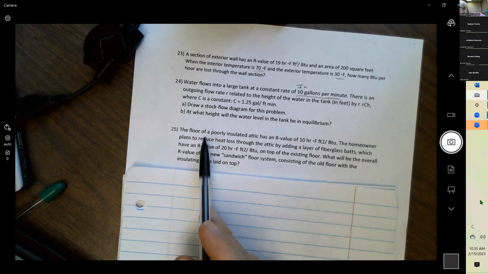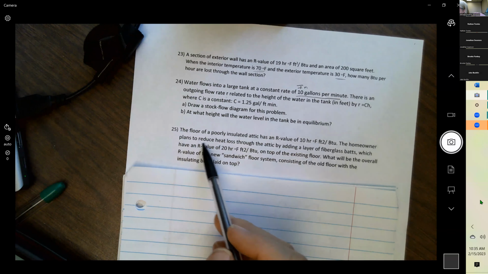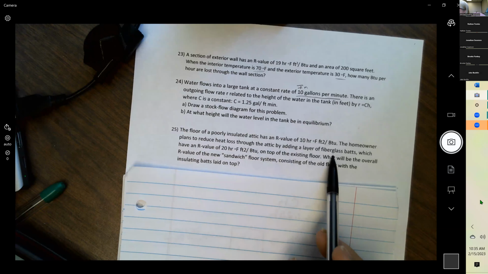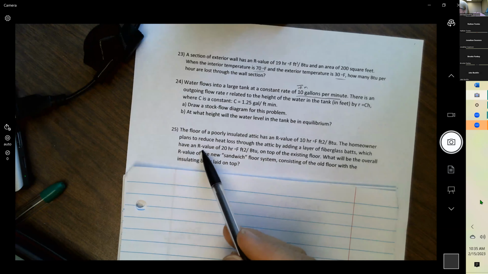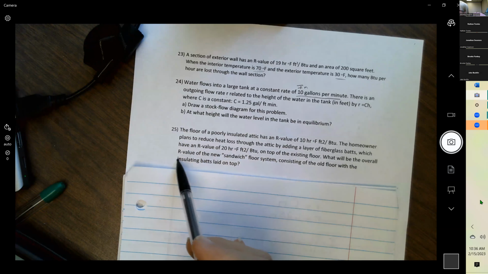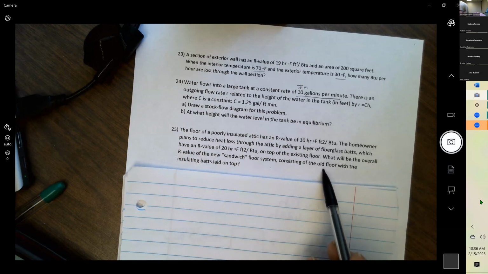The floor of a poorly insulated attic has an R value of 10. The homeowner plans to reduce heat loss through the attic by adding a layer of fiberglass, which has an R value of 20 on top of the existing floor. What will be the overall R value of the new sandwich floor? Consisting of the old one and the new one.